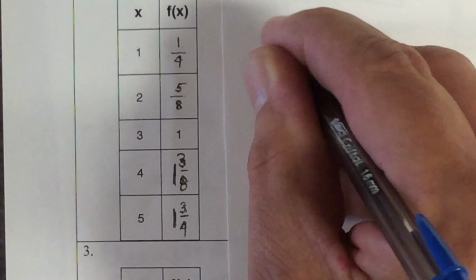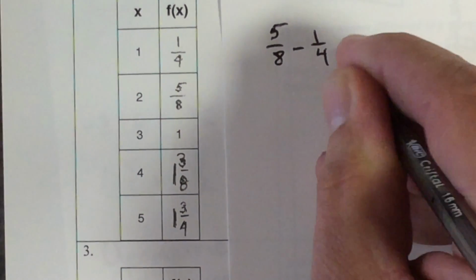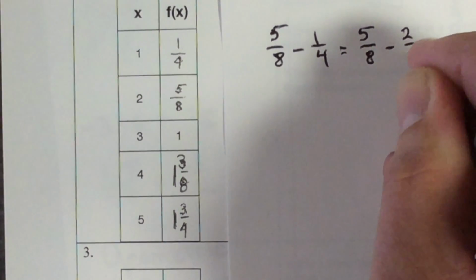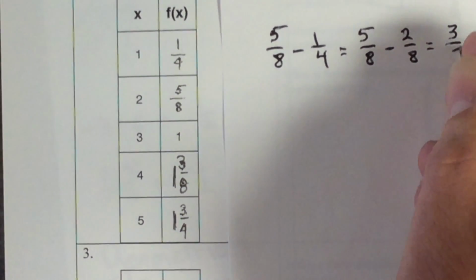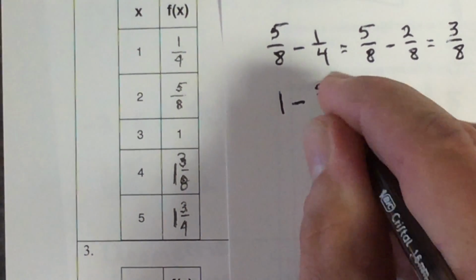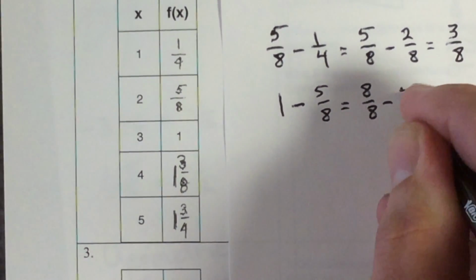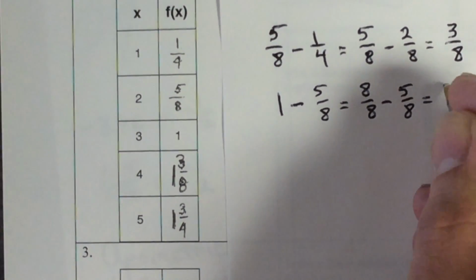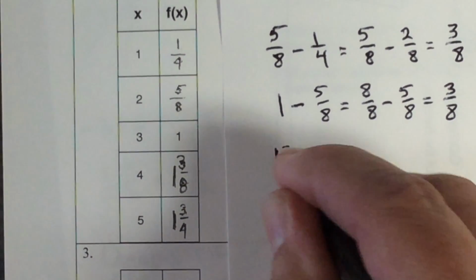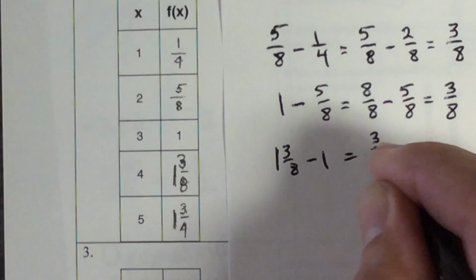Take 5/8 and subtract 1/4. You guys know that 1/4 is the same as 2/8, so this is equal to 3/8. Take 1 and subtract 5/8. You know that 1 is equal to 8/8. Subtract 5/8, you've got 3/8. Subtract 1 and 3/8 minus 1, you got 3/8.